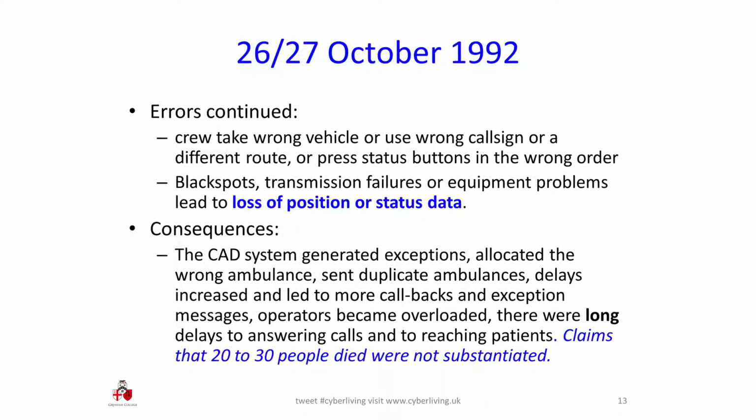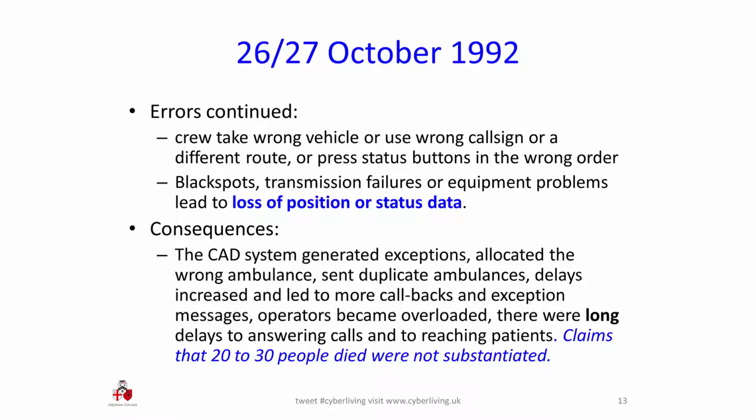But of course, errors continued. They'd cut over, and errors continued. The crew continued taking the wrong vehicle or using the wrong call sign or taking a route that was different from the one that the system expected them to take, causing the system to tell the controllers back in central control that something had gone wrong, that an ambulance had gone off in the wrong direction. And gradually, the system lost track of the ambulances. And it generated exceptions. It allocated the wrong ambulance, ambulances that were too far away.